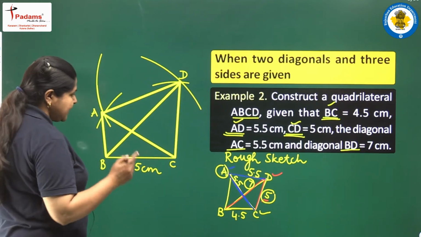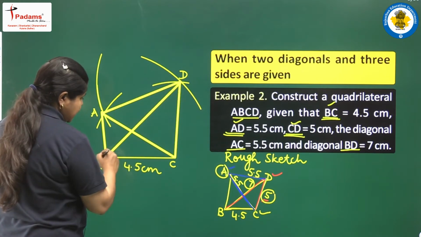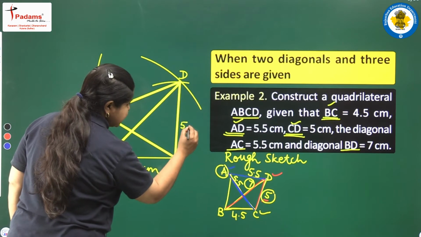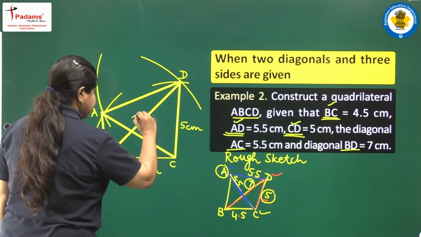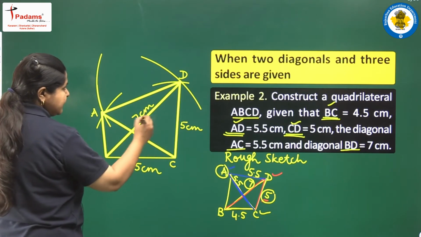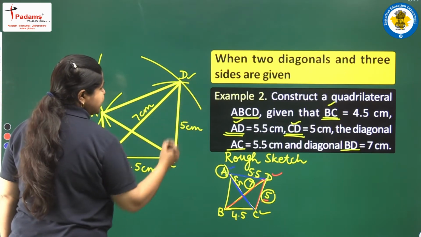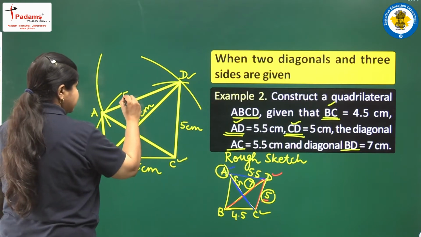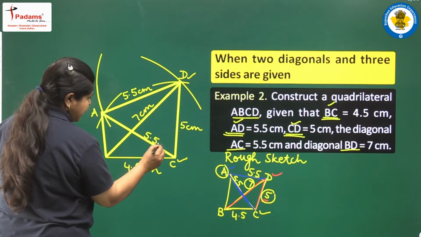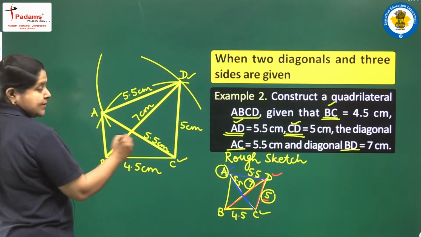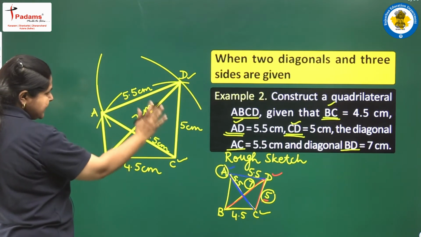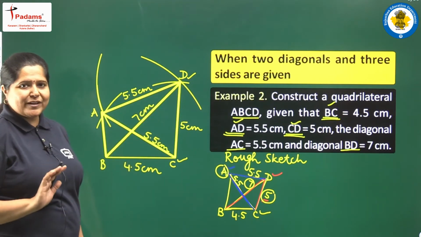So what we have done, first we constructed this triangle BCD. This is 4.5, this is 5 centimeters long, and this is 7 centimeters long. Then once we got this triangle, then with the help of compass, keeping it at D and C and radius 5.5 centimeter in each case, then we drew this triangle ADC, and in this way we got this complete quadrilateral.